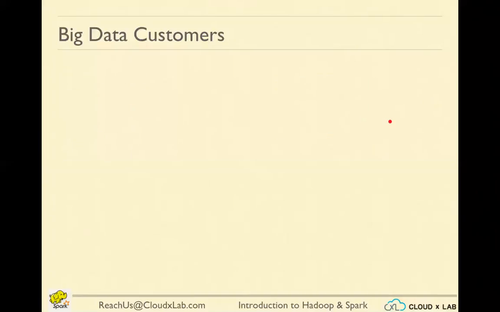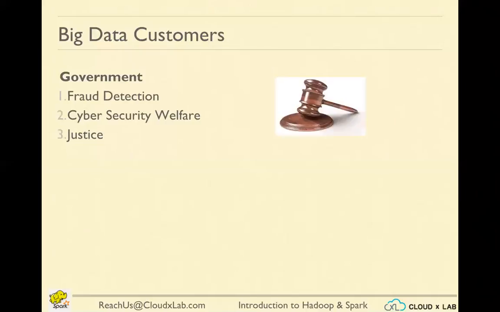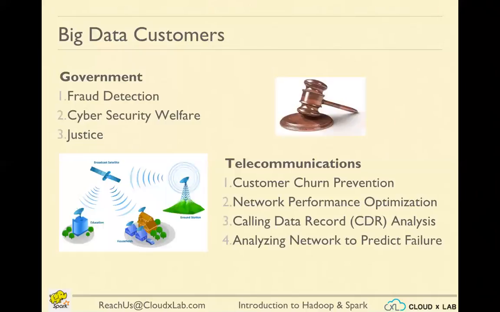Next question is, are there any other industries that can take advantage of huge data processing? The one is government. They use big data for fraud detection, cybersecurity, welfare, and justice. Okay. The second one is telecom.